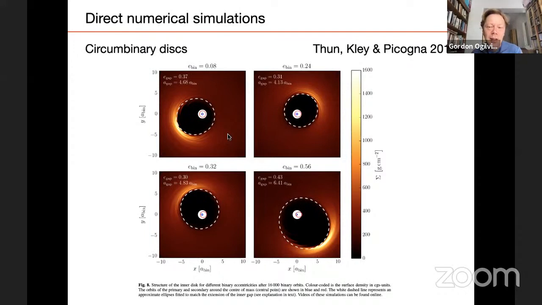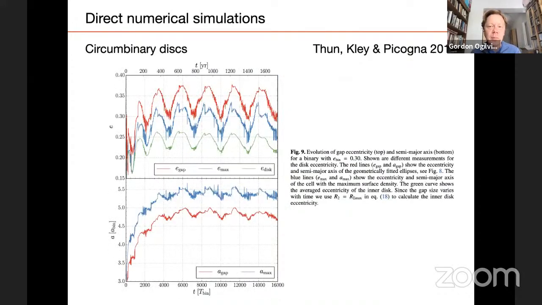And we see this elliptical cavity then, which precesses around, and that causes a whole lot of interesting phenomena, including modulation of the accretion rate onto the system, and can have important consequences for the evolution of the binary orbit. So this is important for both young stellar systems and also binary black holes.